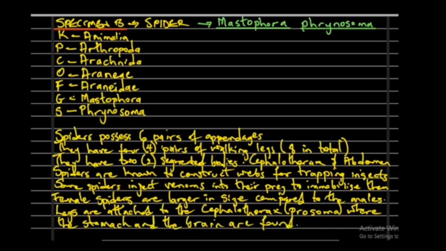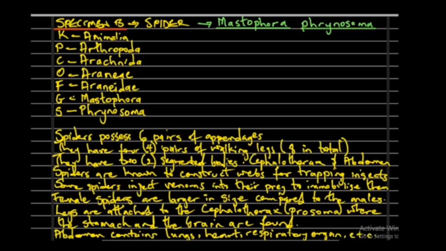Yes, it is in the cephalothorax that we find the stomach and the brain of this particular organism, while the abdomen contains the lungs, the heart, respiratory organ, etc. So these are the things that we see in the spider. So that is what we want to say about the spider.